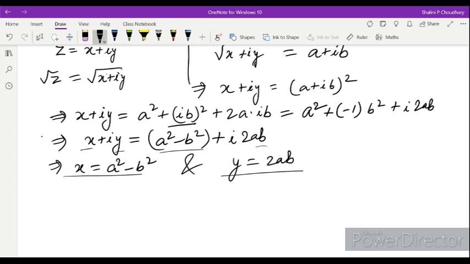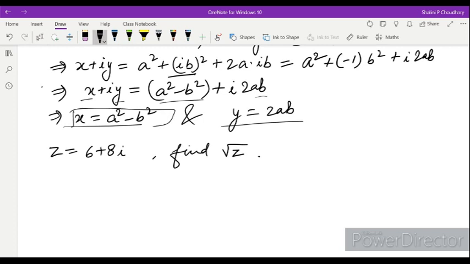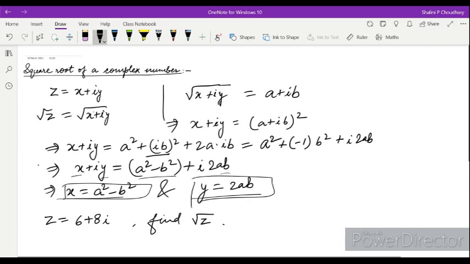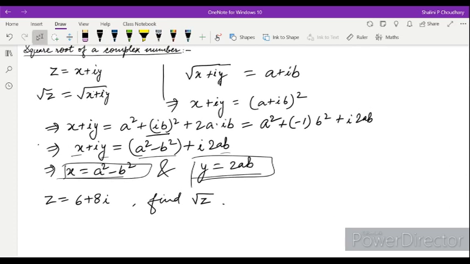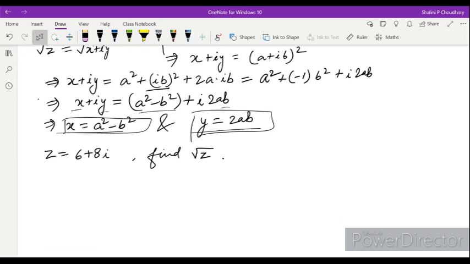We have a question: find the square root of z, if z is equal to 6 plus 8i. So how will we do this sum? We can directly use this formula, or you can also find it by squaring both sides and then equating, whatever we have done here. That also you can do. But here we'll directly use this formula. So square root of z is equal to square root of 6 plus 8i, right?